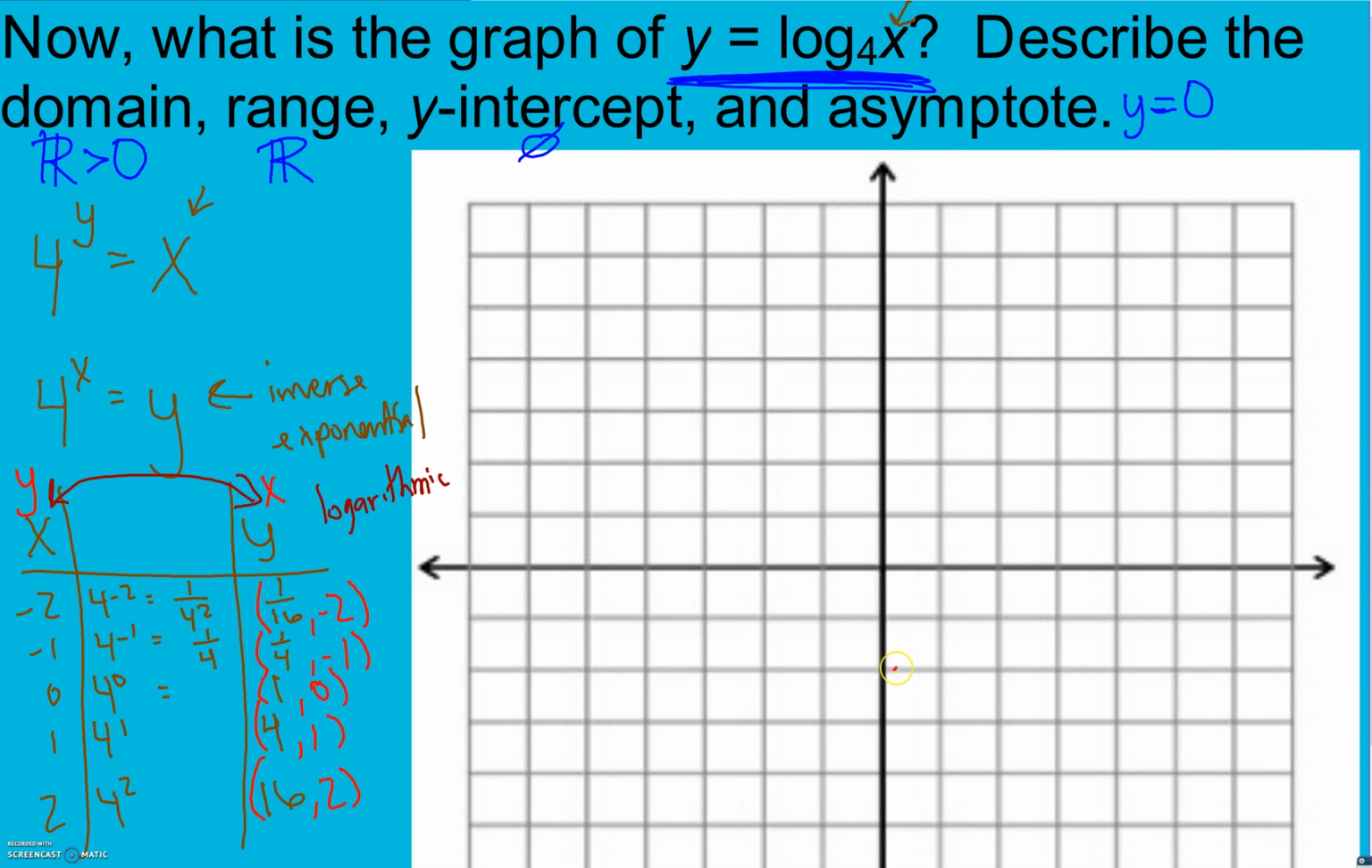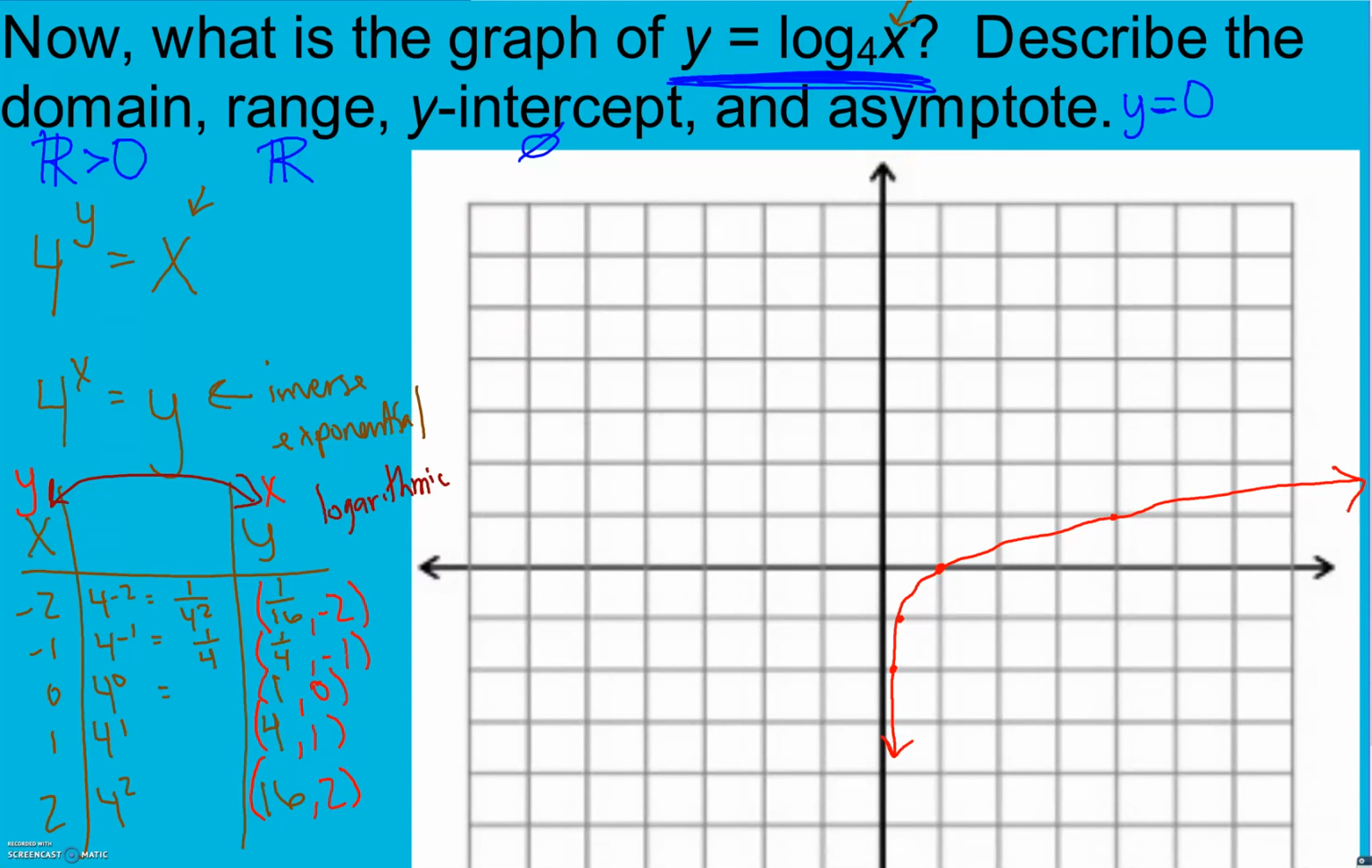1/16 down -2, 1/4 down 1, 1, 0, 4, 1, and again, 16, 2 is going to be somewhere over there. So connect them. Make sure we don't cross that line.